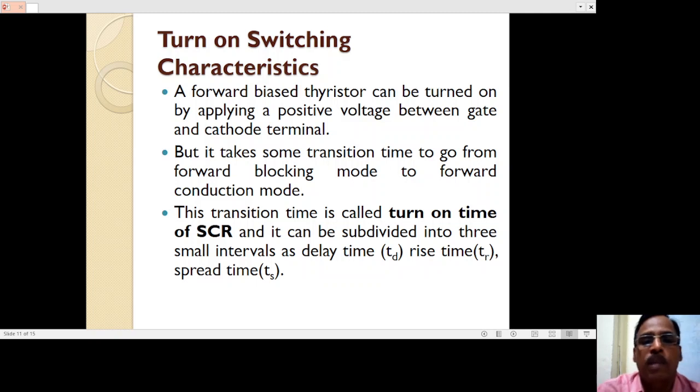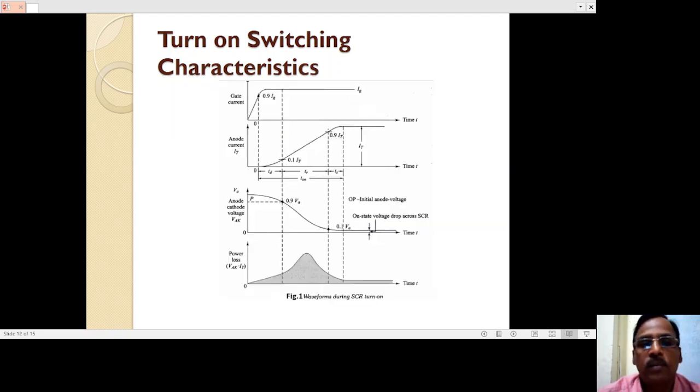If the forward voltage is applied, the thyristor can be turned on by applying a positive voltage between the gate and cathode terminals, but it takes time to go from forward blocking mode to forward conduction mode. So this turn on time consists of delay time, rise time, and spread time. See the figure here. This figure shows the turn on switching characteristic.